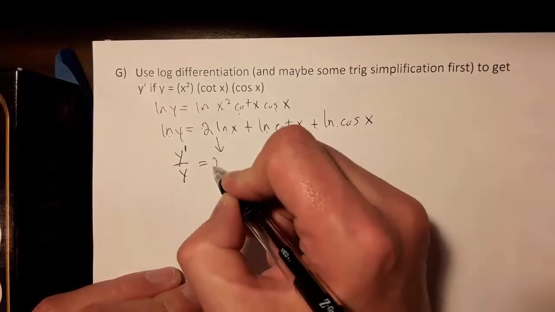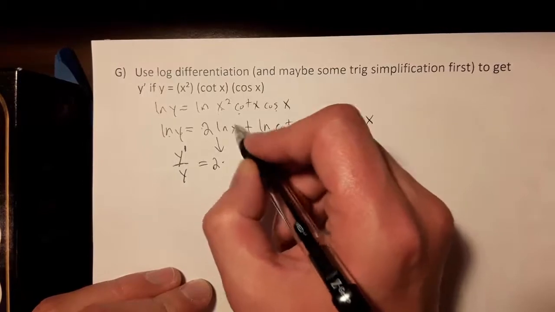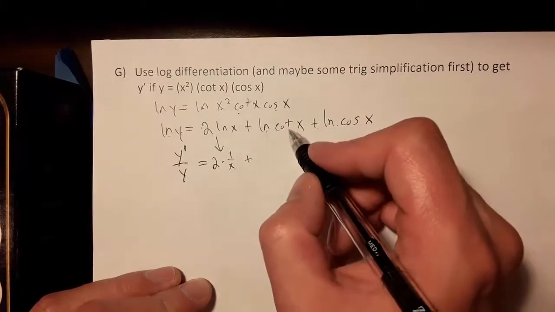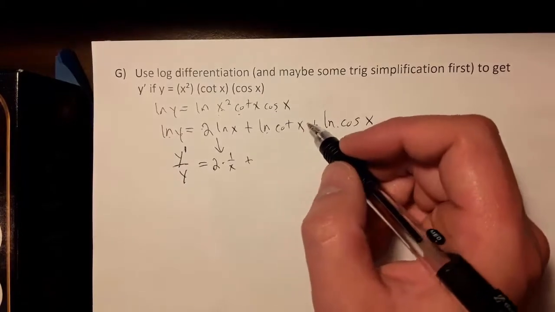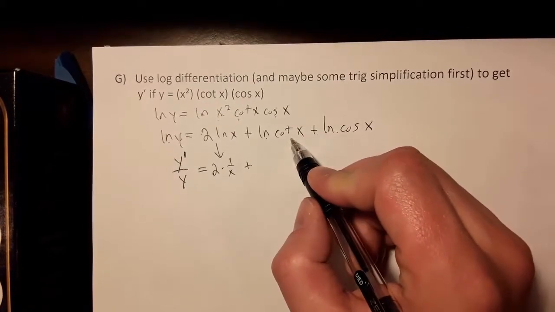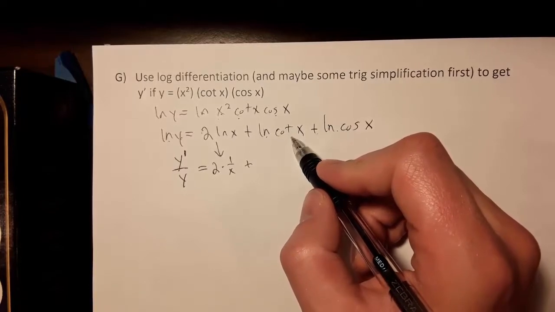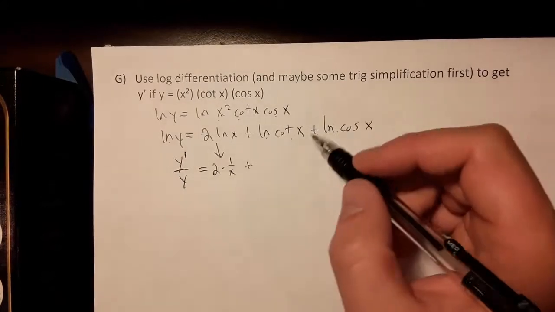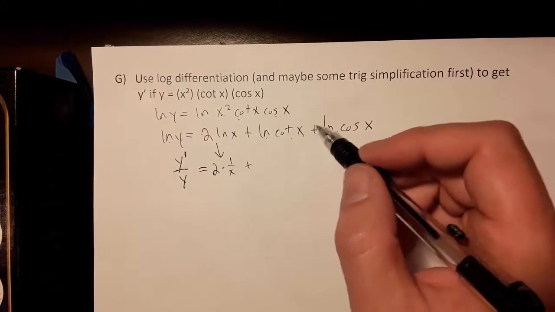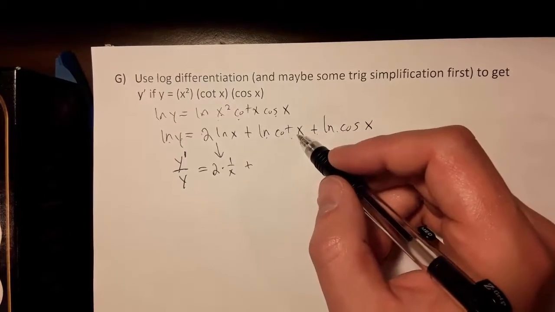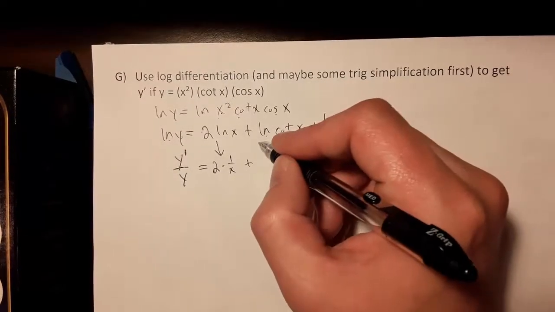Derivative of this term, the 2 can stay. Derivative of ln x is 1 over x. Here we need derivative of cotangent over cotangent. Not a huge fan of dealing with derivative of cotangent. So you know what I'm going to do? I mean, I could look it up. I frankly don't remember it. I could figure it out.